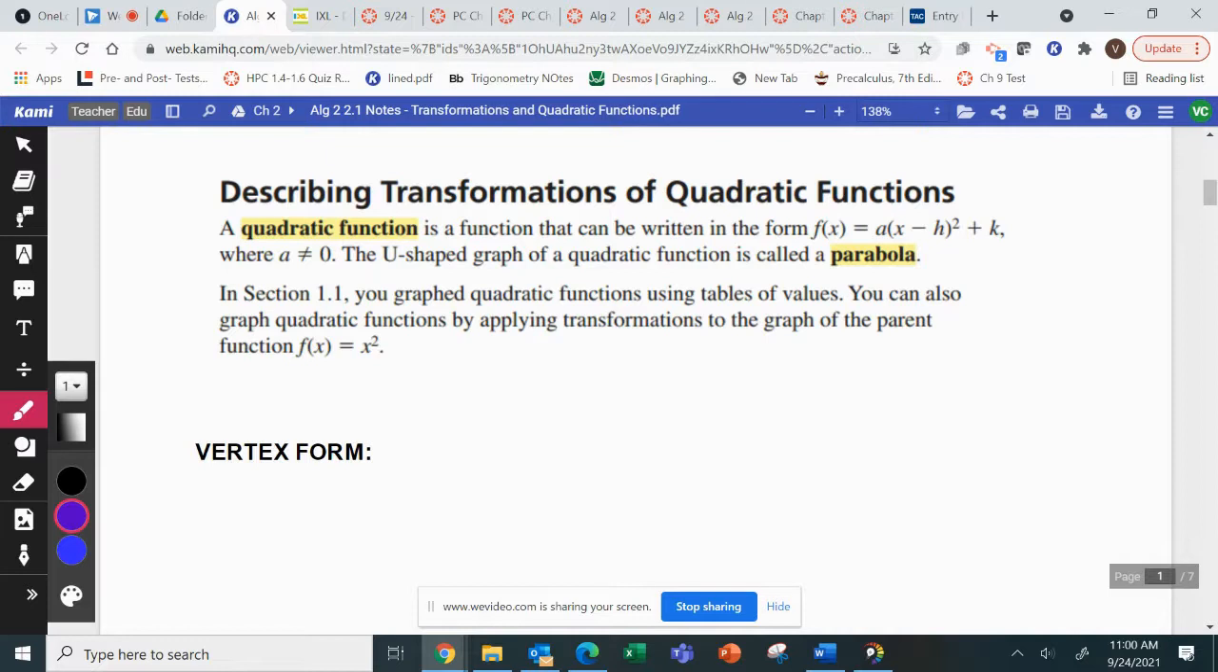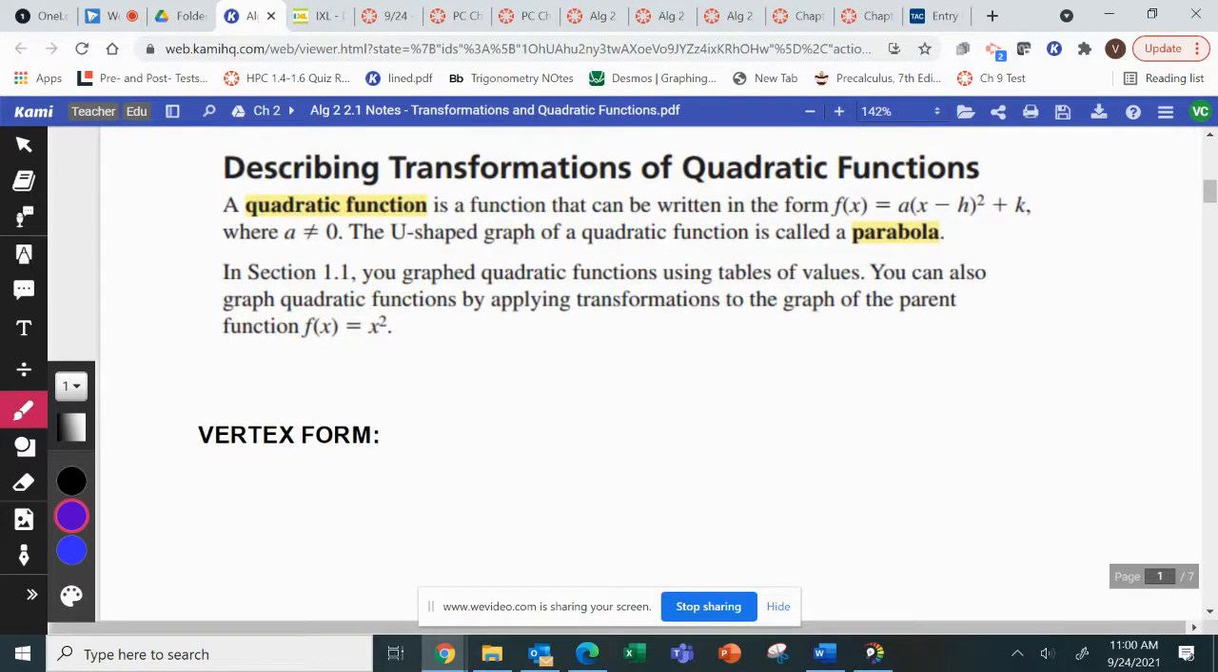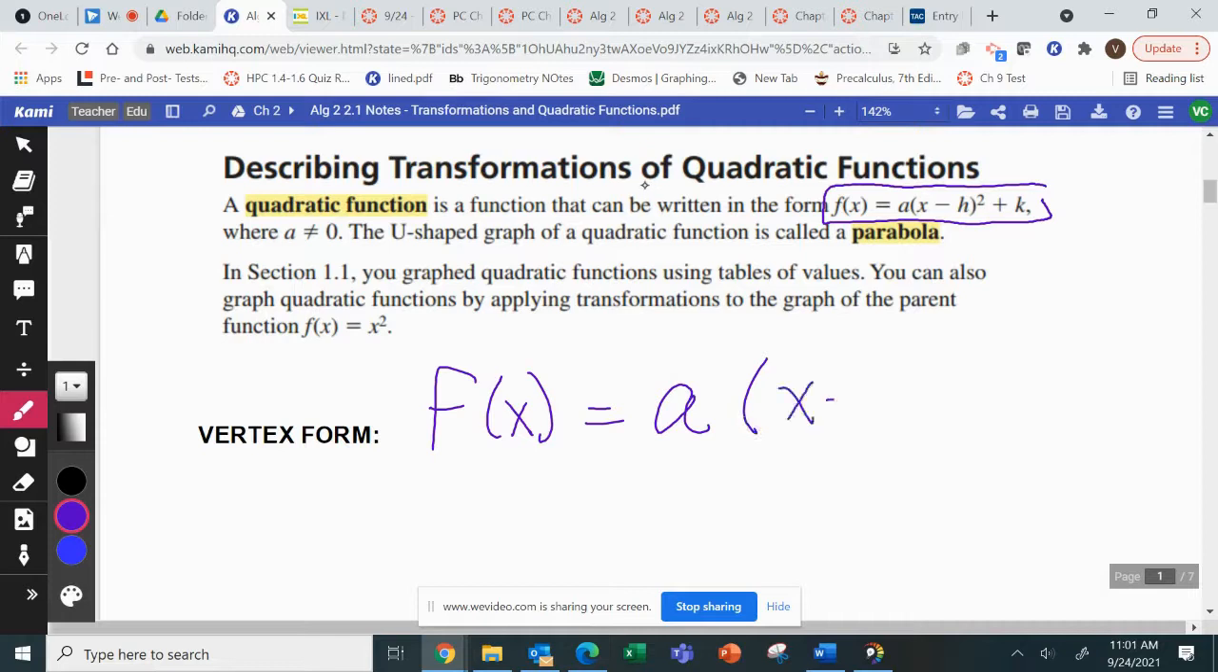Okay, vertex form is the start of today's lesson. Today's lesson should go somewhat fast. Vertex form is not filled out. We're going to fill it out together. The vertex form of a quadratic function is this. I'm just going to write it bigger. f of x equals a times x minus h squared plus k. This is the vertex form.